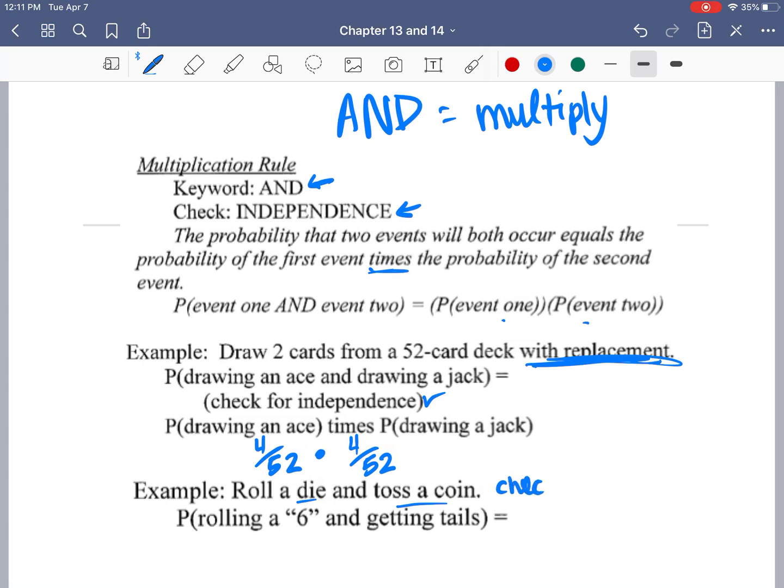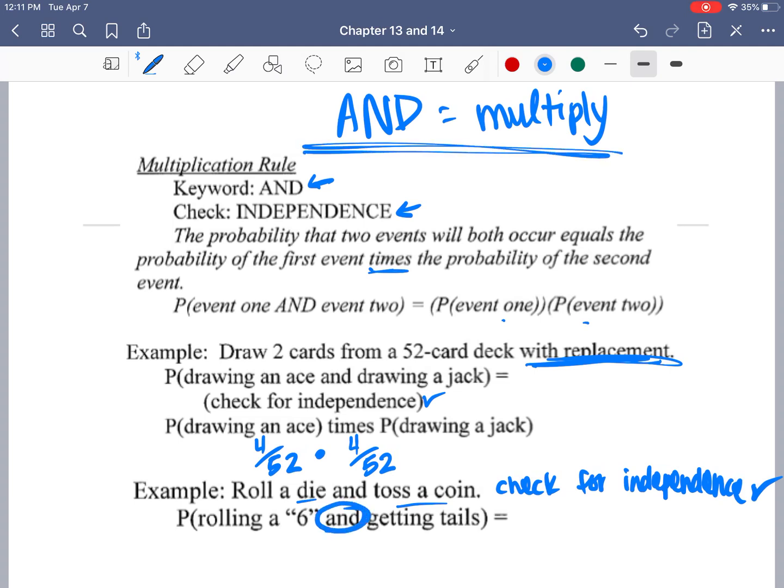Okay, rolling a die and tossing a coin. Yes, those are independent. So we checked for independence. As long as they are independent and you see the word and means multiply, you can just remember that. If you see the word and, you're more than likely going to be multiplying. The only case where that's not true is if they're not independent. You won't see that very often.